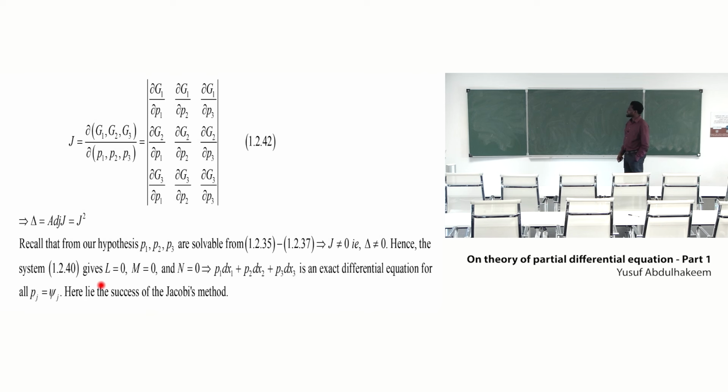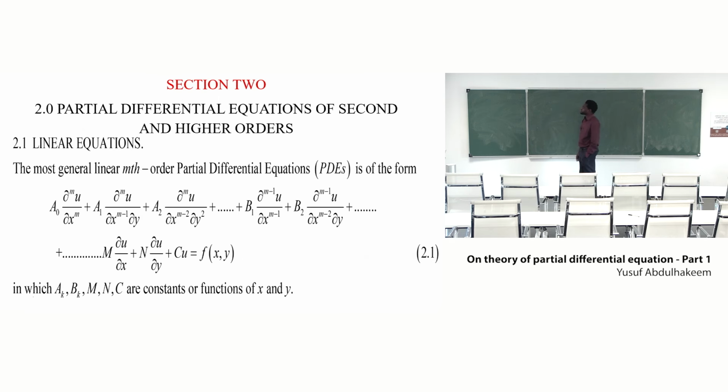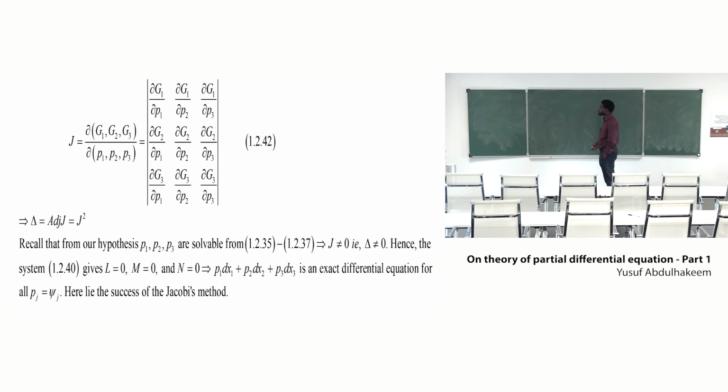Hence, the system gives L equals 0, M equals 0, N equals 0, which implies that this is an exact differential equation. And this is the success of the Jacobian differential equation. So that is what we have here, and these are the two broad methods. Then we can look at some textbooks where we can see one or two applications of this method.